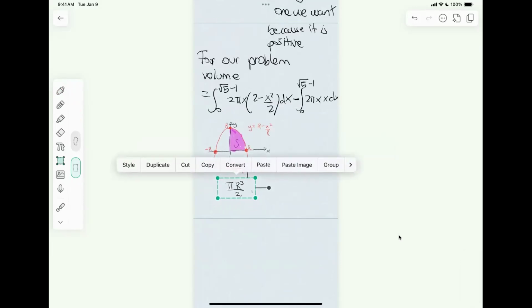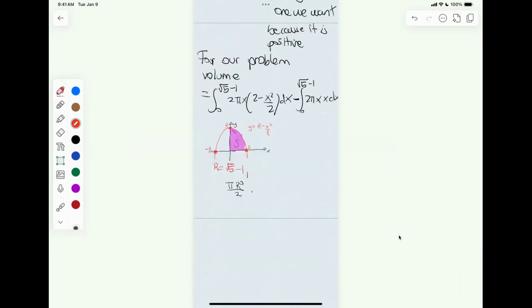So we knew that the volume was this for the first piece, which in this case, because of this value of r, becomes pi over 2 times root of 5 minus 1 cubed, which I will not expect you to simplify any further. That's good enough, at least for the first time. So that corresponds to this.